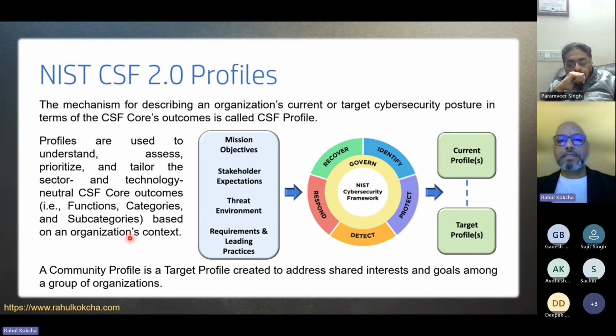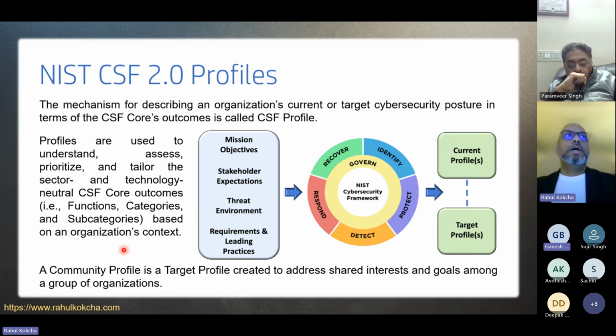For example, in the banking industry, one bank, or any organization, or a regulatory body can come up with a profile and say, okay, for banking, these are the guidelines we want the organizations to meet. Fine. So the guidelines that have been defined, which are not specific to your organization but to a group of organizations, are called a community profile.